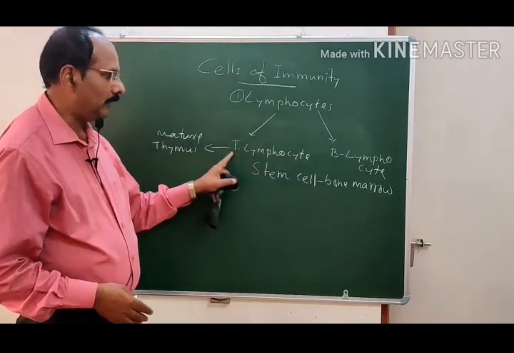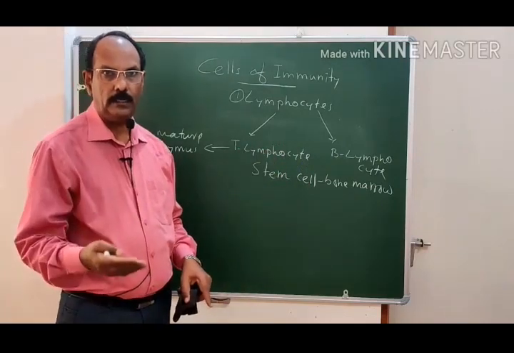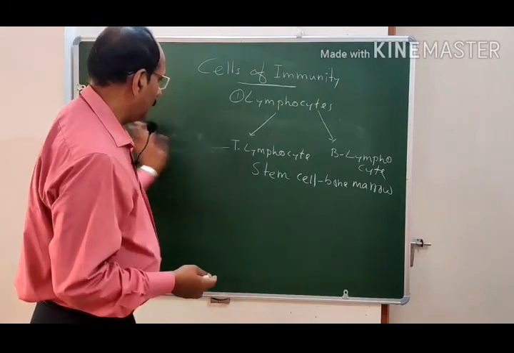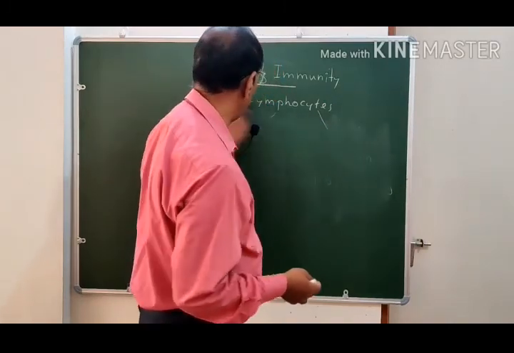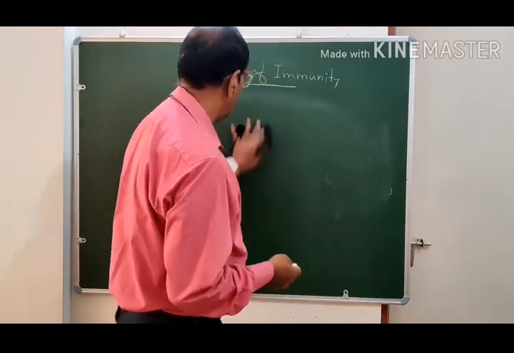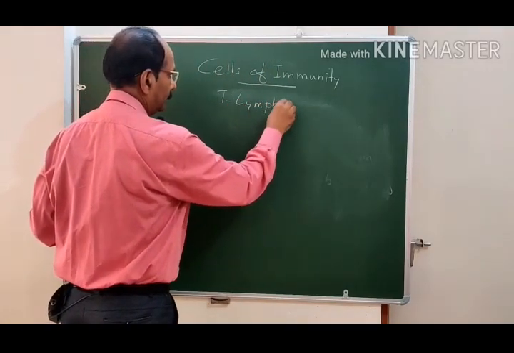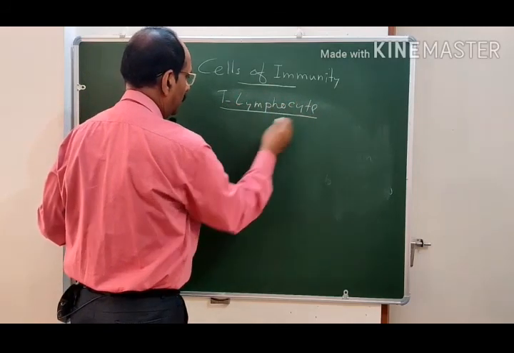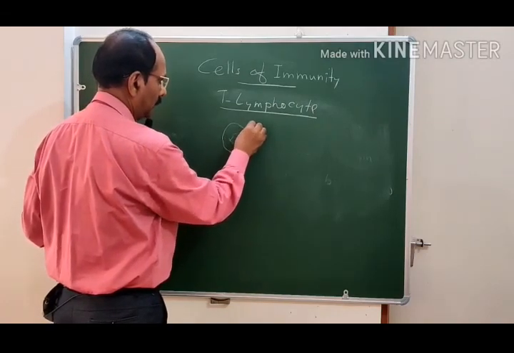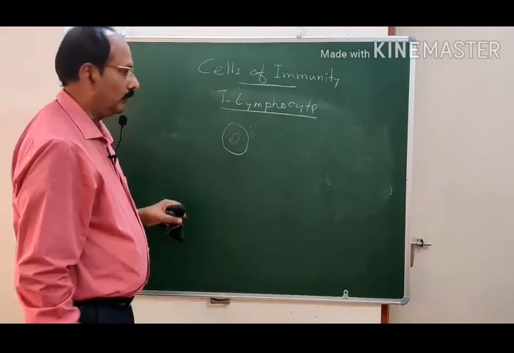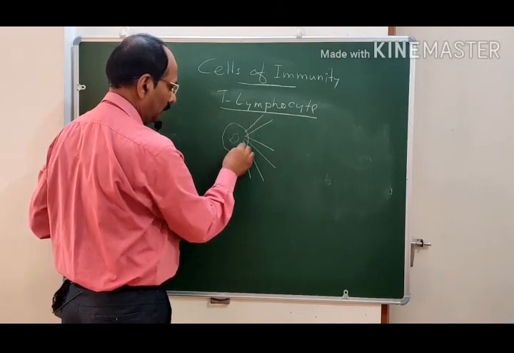So let us study the mechanism of action of the T lymphocyte first, then the B lymphocyte. Suppose this is the T lymphocyte, and it encounters a microorganism, that is a bacteria or virus or any other foreign body. This T lymphocyte multiplies a number of times, so it produces millions of T lymphocyte cells.